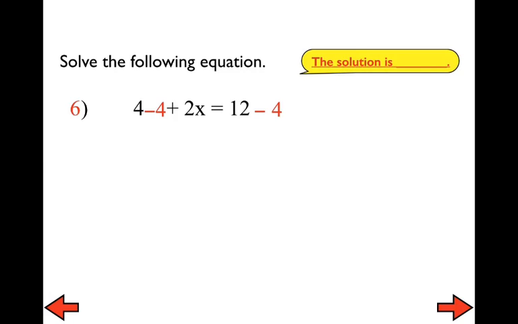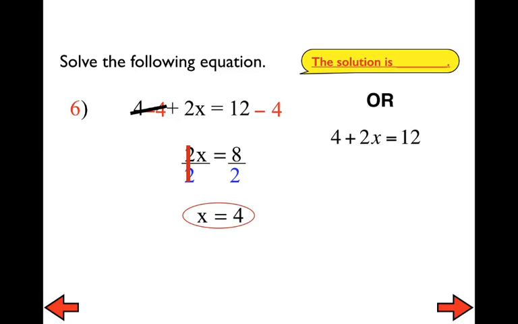That's the inverse operation to adding 4, or the other way of looking at it is that we were trying to make 0 right there. And so that would leave us with 2x equals 8. And then from there, we would use the division property. So we divide both sides by 2, and we end up with x equals 4.